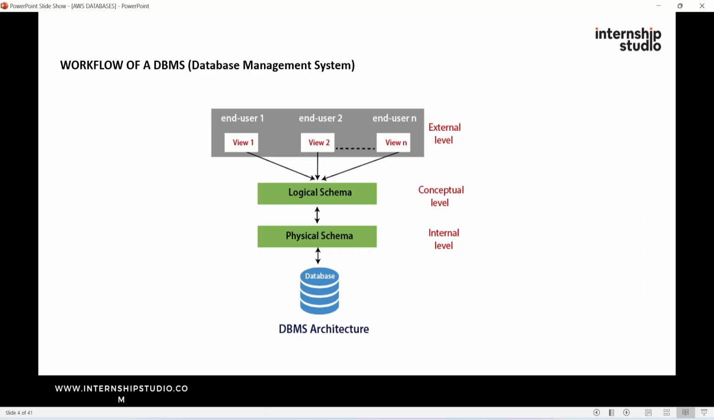First, we have the external level, which is also known as the user view or user schema. It is concerned with how data is presented to different users or groups of users. It allows users to interact with the database without being concerned with the underlying database structure. This level focuses on creating a user-friendly interface tailored to the specific needs of different users or applications.